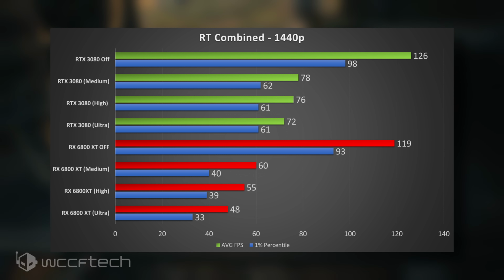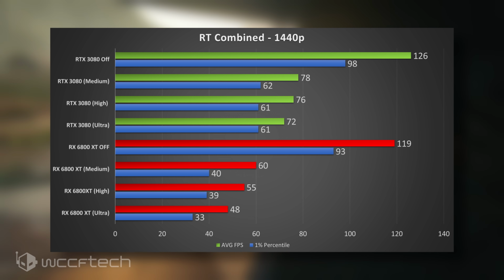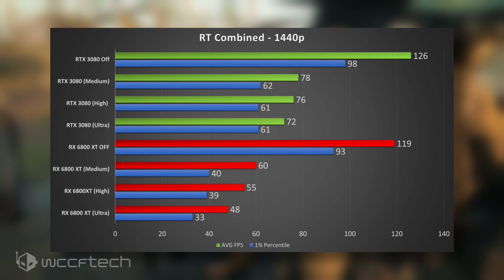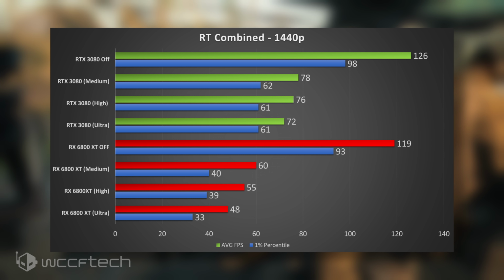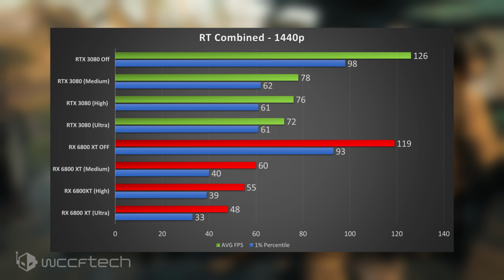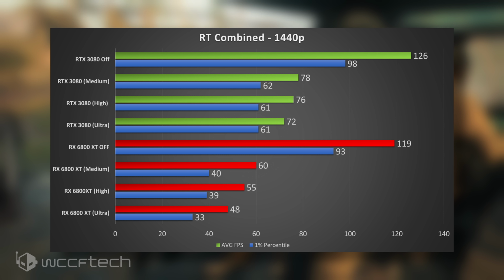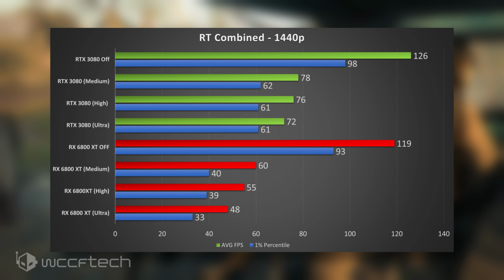You don't see near the drop off with the 3080. You see it go from 78, 76, 72, which is fair enough of an impact. Minimums, again, don't make a huge big difference, but you look at the 6800 XT, you go from 60 to 55 to 48. Now, that's a pretty substantial impact. Going from 60 to 48 is a lot bigger of a deal than going from 78 to 72.